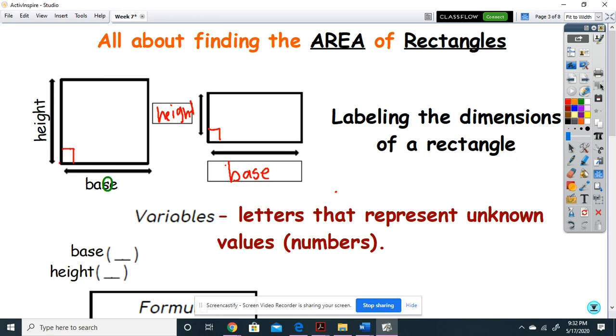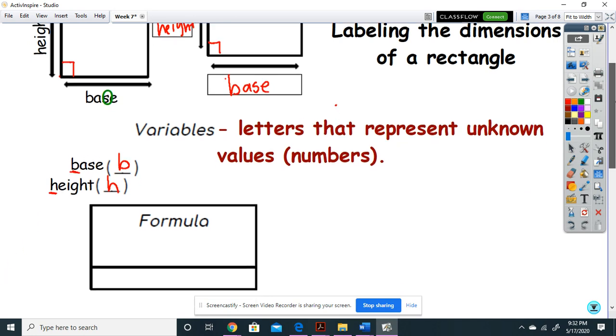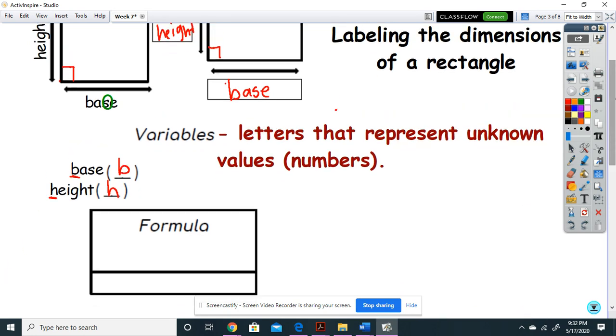All right. So when we're doing formulas and equations, we use variables to represent the value. So for base, we use a B. For height, we use an H. So it's the first letter of the dimensions. And our formula is our equation. So how do we find the area of a rectangle? Well, A, which stands for area, is equal to base times height. Okay, so this is the formula of a rectangle.